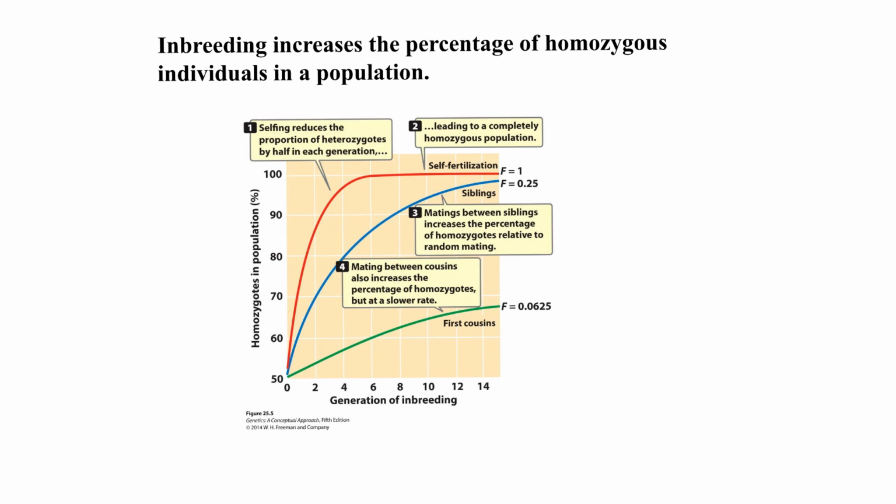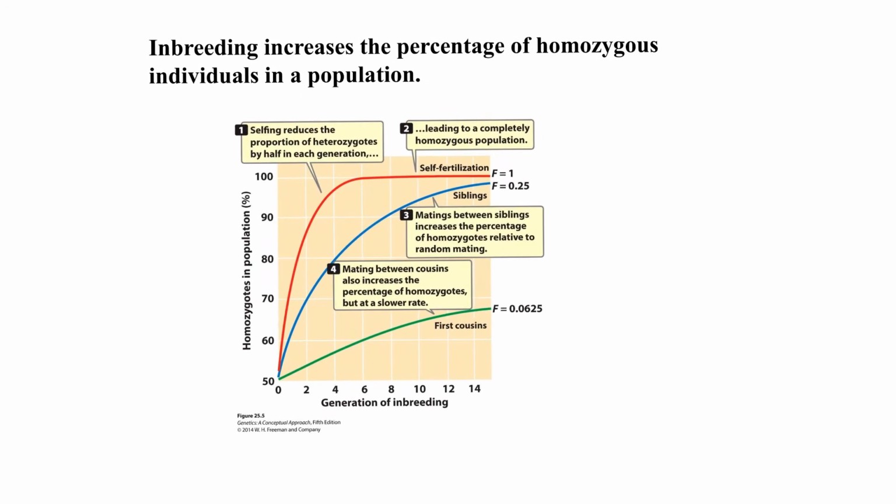Selfing reduces the proportion of heterozygotes by half each generation. You recall we had a table which outlined it in the previous slide, and this leads to a completely homozygous population. After so many generations, heterozygotes would disappear and the population would be homozygous. Mating between siblings increases the percentage of homozygotes relative to random mating, and mating between cousins also increases the percentage of homozygotes, but at a slower rate.